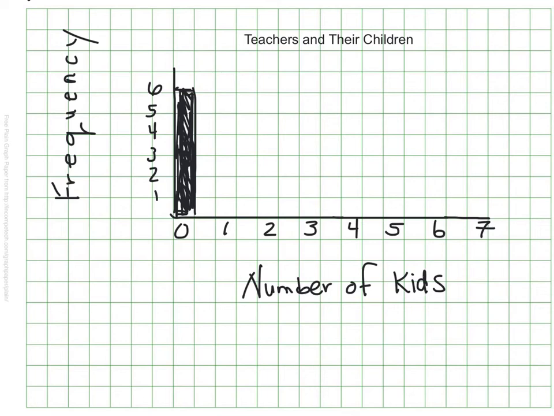By doing so, I can quickly glance at my graph now and say, oh, there were 6 people who have 0 kids. For one child, I need to record a frequency of 5. Notice when I do this that I'm going to leave a space in between the two bars. In a bar graph, bars are separated from each other to highlight the fact that the data is distinct.